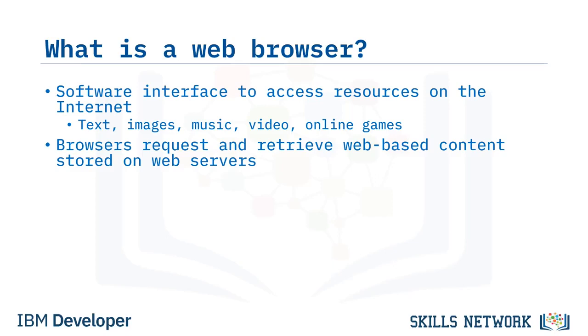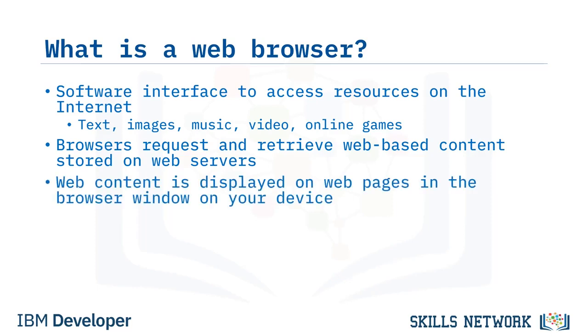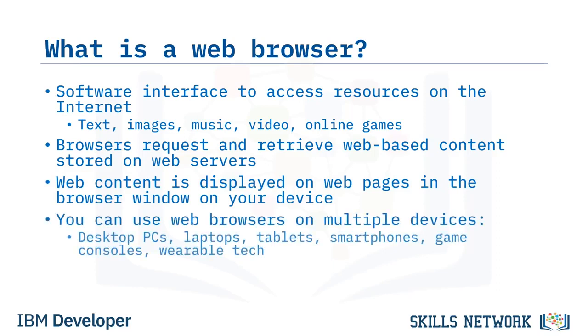And it's the browser's job to request and retrieve that web-based content stored on a web server and display that content on web pages in the browser window on your device. You can use a web browser on several different types of devices, including desktop PCs, laptops, notebooks, tablets, smartphones, game consoles, and even smaller wearable tech devices such as smartwatches.